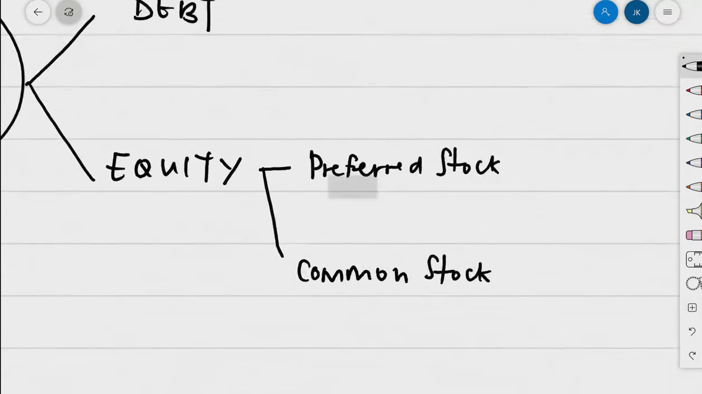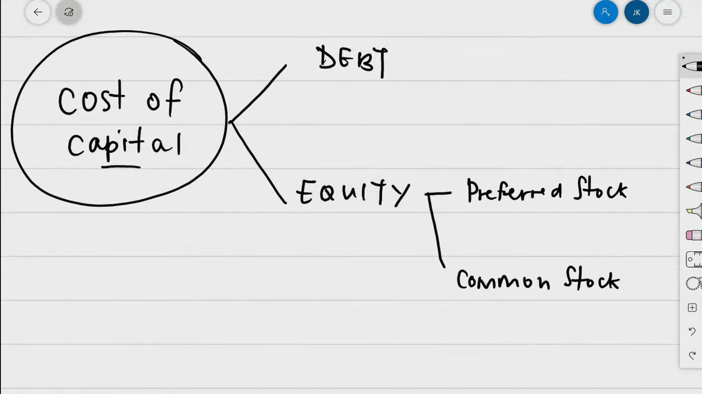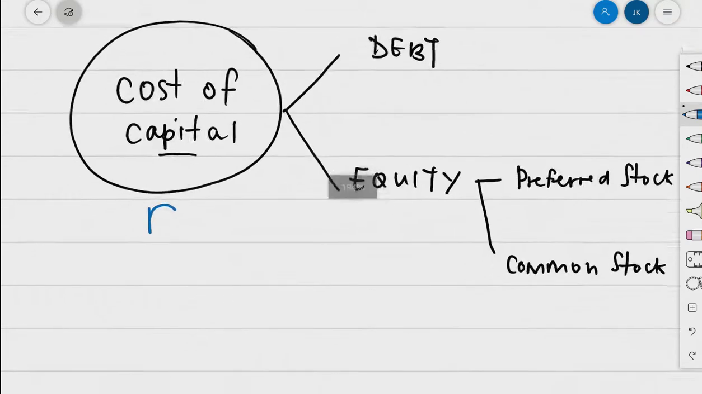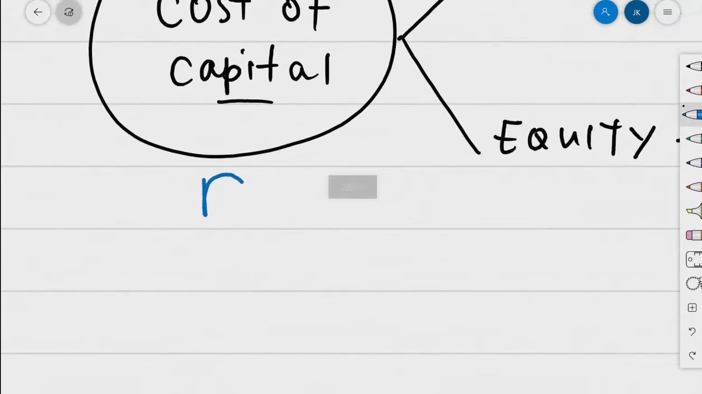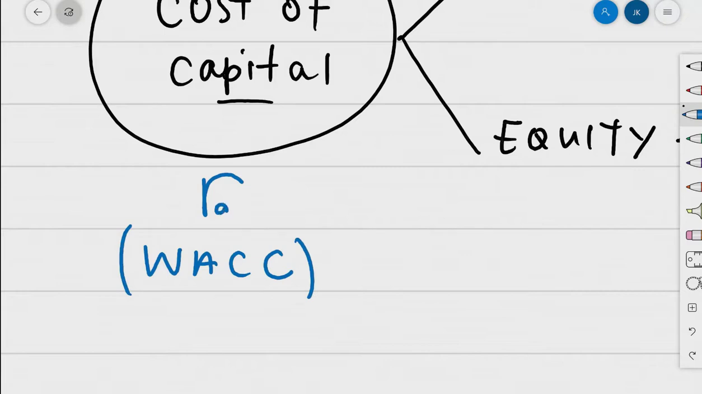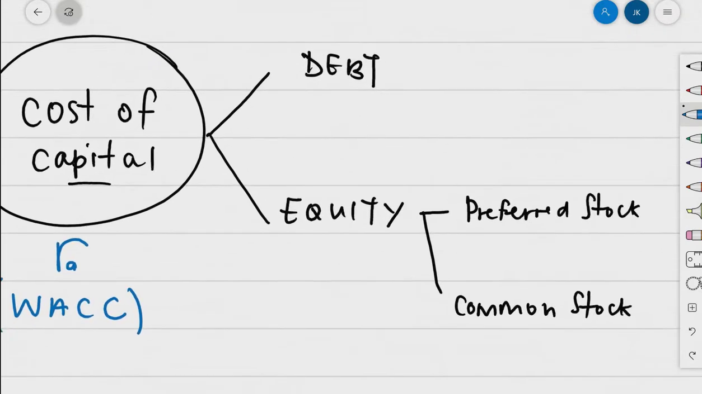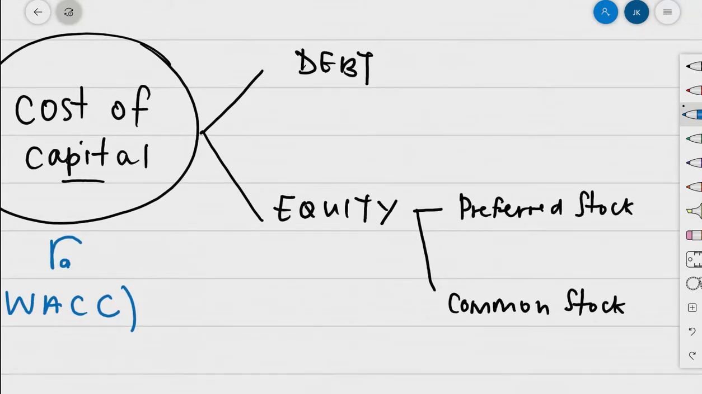For this particular chapter, you will see that the main highlight is the letter R. Throughout this chapter, you will see R a lot. The main thing we are going to cover is the WACC, which stands for Weighted Average Cost of Capital, or we can use the symbol RA to represent it. So let's find out what R is. The entire chapter is about R, so let's look at R in general.